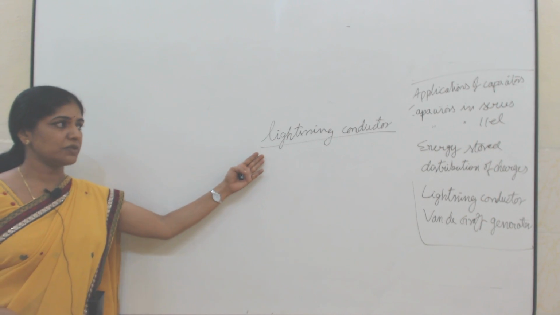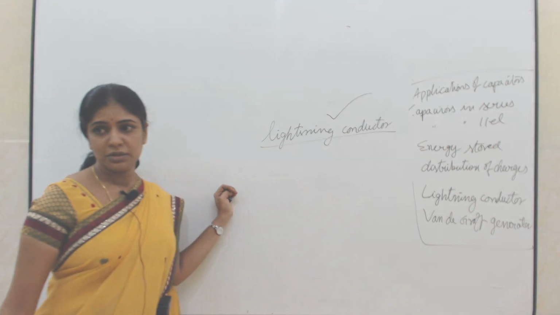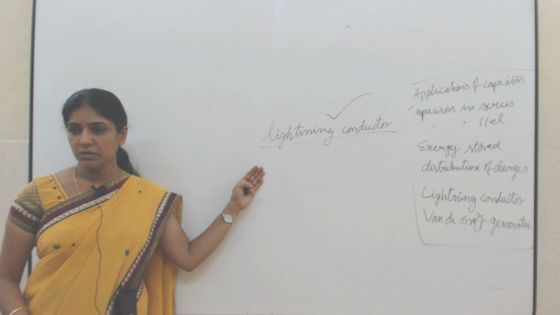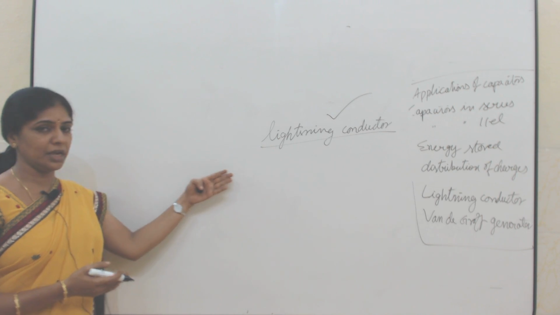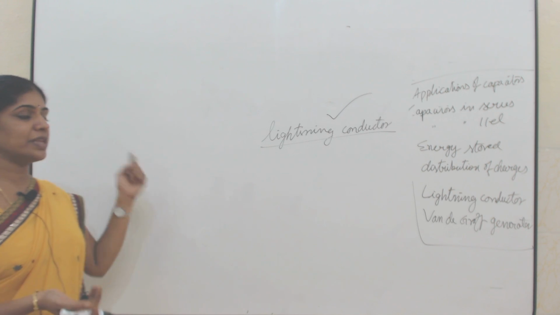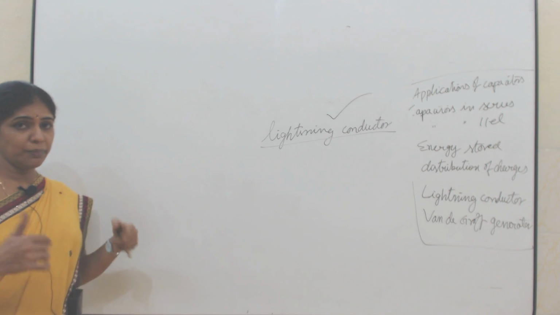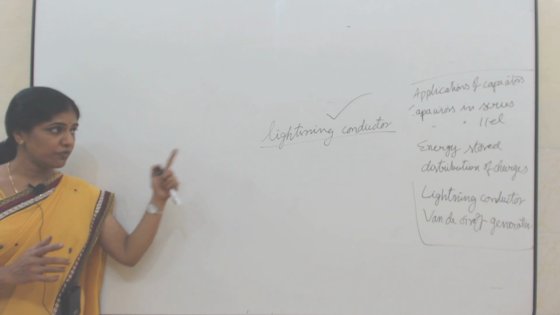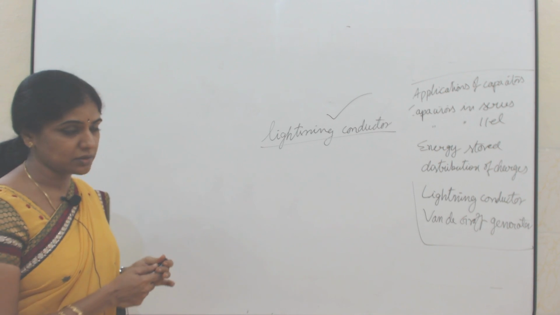So what is the major use of this lightning conductor? What for are we using this lightning conductor? To safeguard any building from the damage of the lightning. If there is heavy rain and due to that there is a lightning, what happens if you are not having this lightning conductor? Definitely your building will be damaged by this lightning. So all the tall buildings have a lightning arrestor.